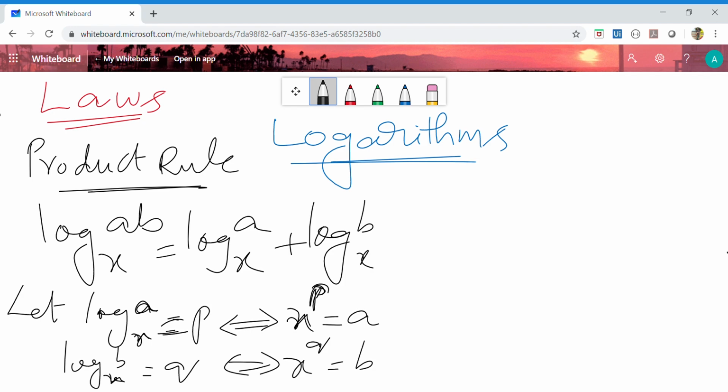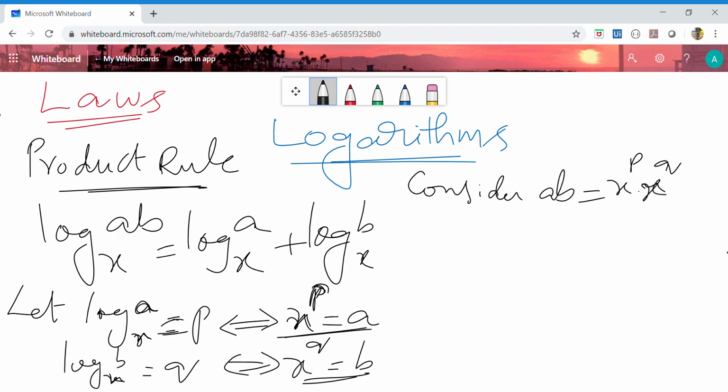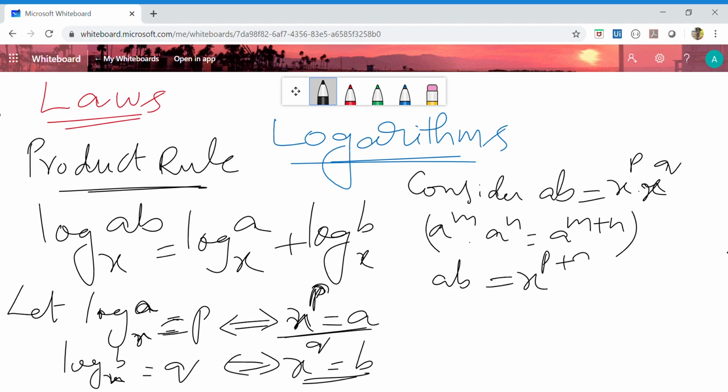Then I want to consider the product AB. Instead of A you can write X to the power of P, and as B is equal to X to the power of Q, the multiplication is X to the power of P into X to the power of Q. But we know that A power M into A power N is equal to A to the power of M plus N in the laws of indices. So what you will get, AB is equal to X to the power of P plus Q.